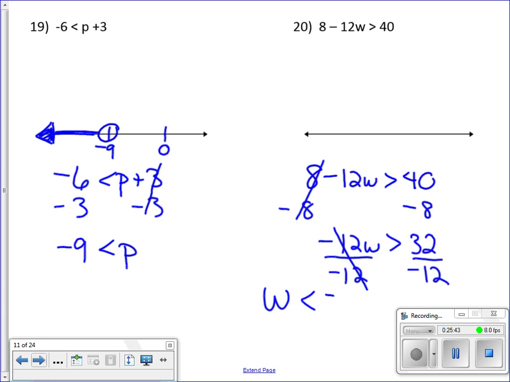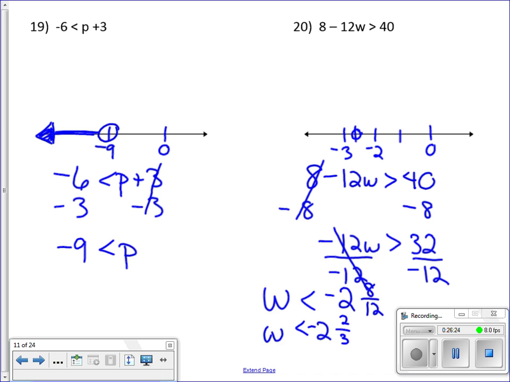2 and 8/12. When I reduce this, this becomes w is less than 2 and 2 times 4 is 8, and 3 times 4 is 12. So 2 and 2/3. Oh, negative, sorry. Now, the only thing is, I'm not going to have one like that for you to graph. But if we were doing that, if this is 0, 1, 2, 3, negative 2 and 2/3, this would be negative 2. Half would be right about here, and 2/3 would be right about here. So it would be right around in there if we had to graph this way.